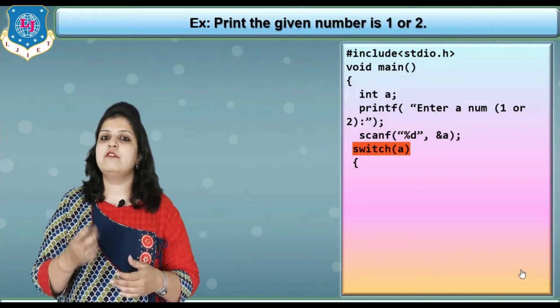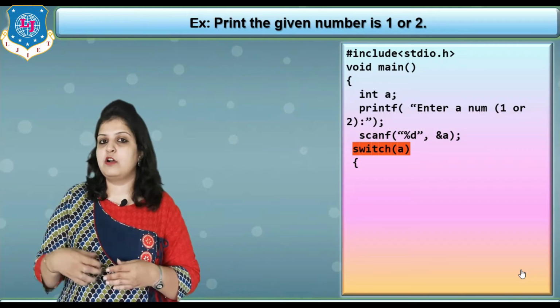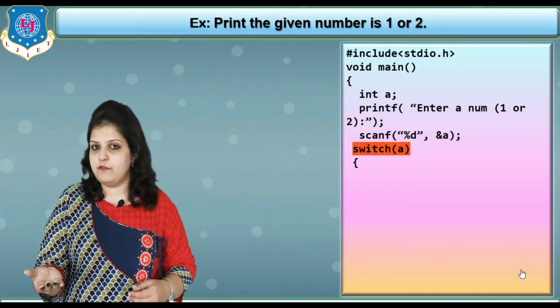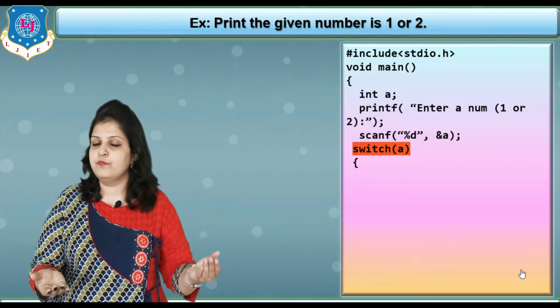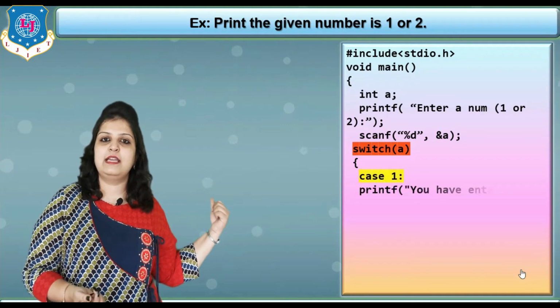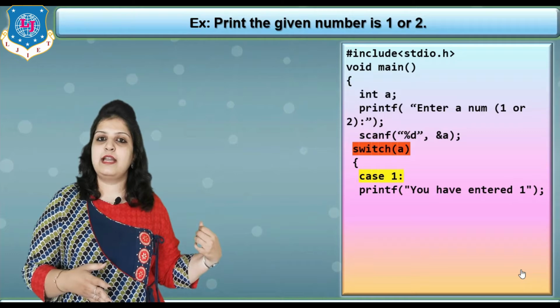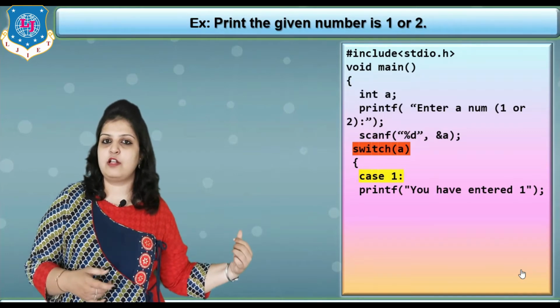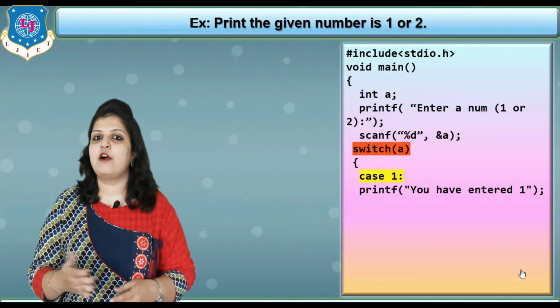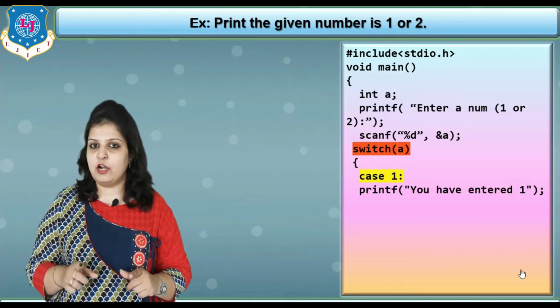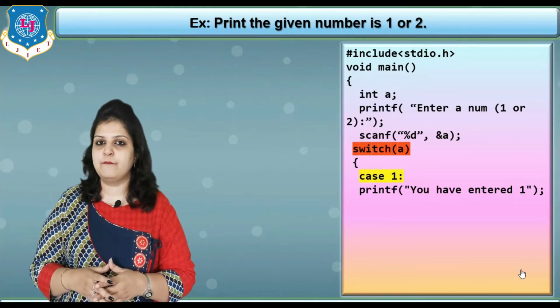Now here we have only two cases. Why? Because either we have to enter the value of a as 1 or 2. So our first case is case 1. And how can we write the cases? First write case, then after a space the constant value, and you have to put a colon here, not a semicolon. So just remember this thing.